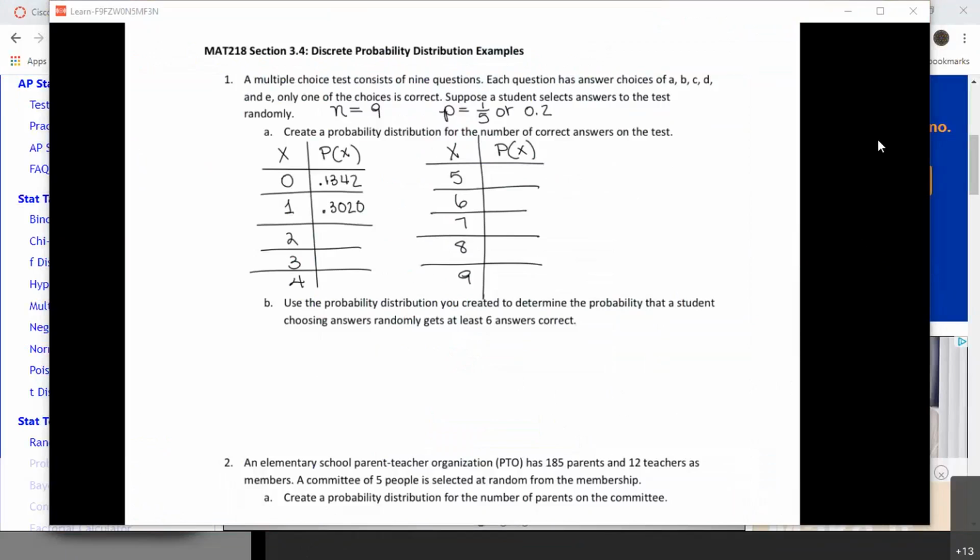I want to make sure everybody can build these probability distribution tables quickly. You are not using the formula with the exponents. You're using either the TI-84 or the binomial calculator online. So I'm going to fill in the rest of these values.